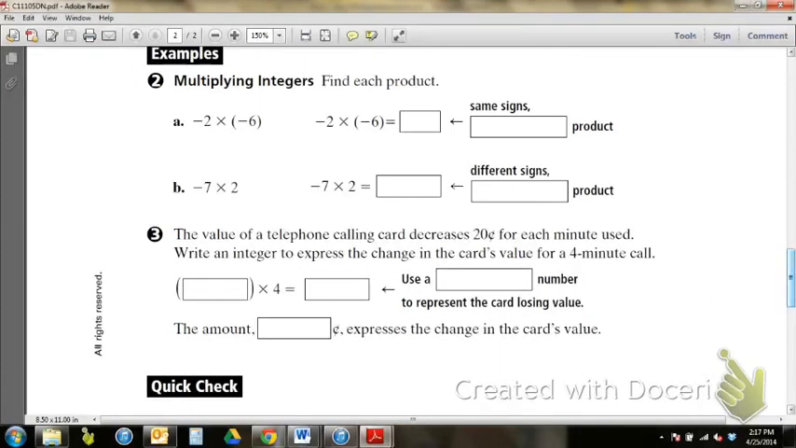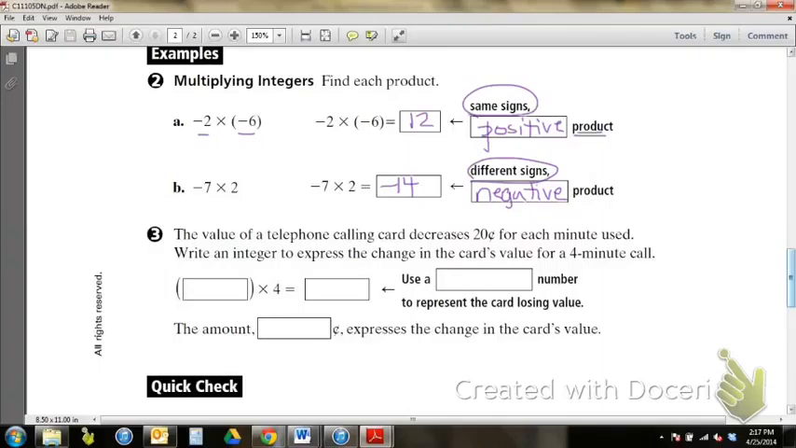Okay, so now we're just going to multiply without a number line. So negative 2 times negative 6. Well, since I have the same signs, I know I'm going to get a positive answer. And product is just the answer when you multiply. So 2 times 6 is 12, and it's going to be a positive 12 because they're the same signs. Negative 7 times 2 has different signs, so I know I'm going to get a negative answer. And 7 times 2 is 14, and since they had opposite signs, I need to make it negative.